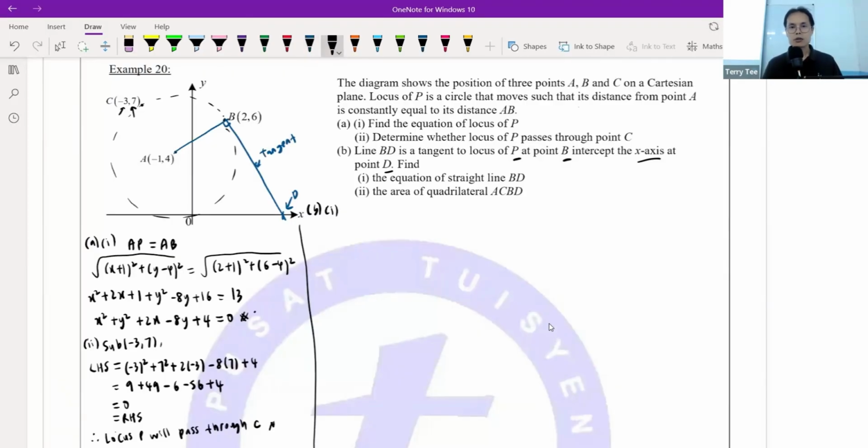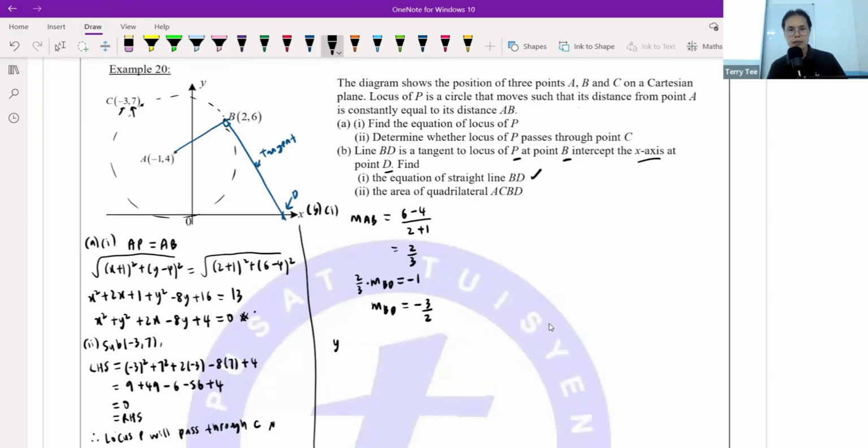So step 1, find out the gradient of AB. So we take y2 minus y1 over x2 minus x1. So this is 2 over 3. Okay, next, gradient m1 times gradient m2 equals negative 1. So what's your gradient of BD? Flip it over, negative 3 over 2. Okay, negative 3 over 2. Now, with that, can you find the equation of the straight line BD?